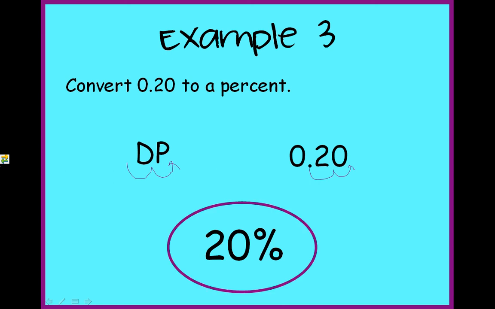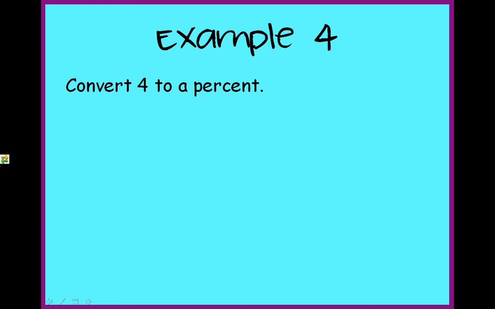So 0.20 as a percent is 20%. Okay, now we're going to convert 4 to a percent. This is still going to be considered a decimal because it doesn't have the percent sign. So we're going to still move 2 places to the right.